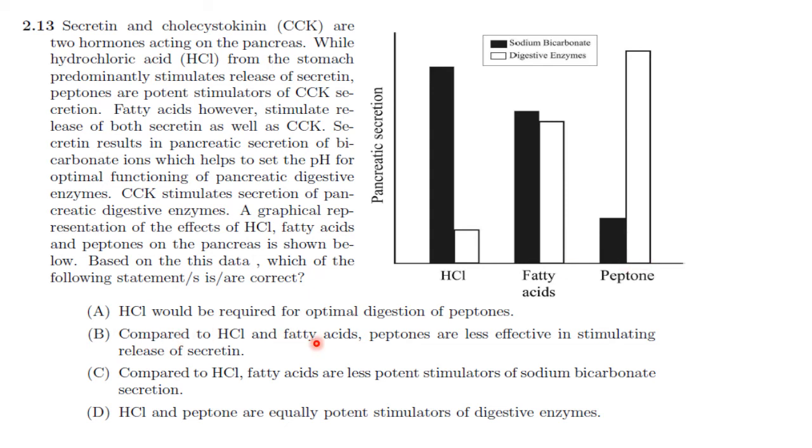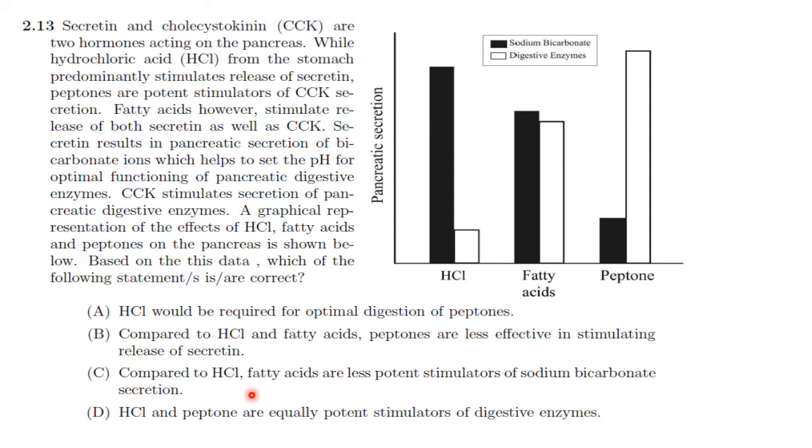So compared to HCl and fatty acid, peptones are less effective in stimulating release of secretin. That is correct. That is why you have got a smaller bar for sodium bicarbonate with peptone when compared to fatty acid and HCl. So B is correct. Next one.